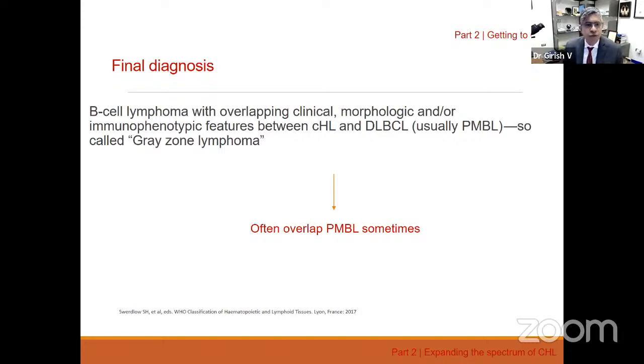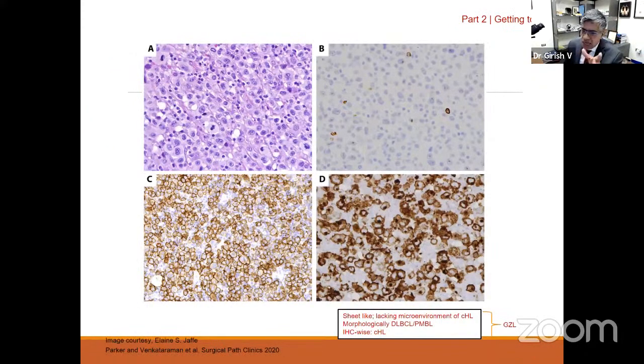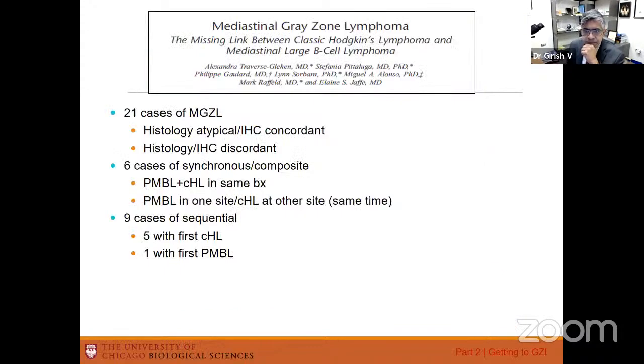And this is how most of your gray zone lymphoma cases will come. They are not usually the composite gray zones that you see all the time. This is your typical average gray zone that you will see time and again. And the second lymphoma that I saw can often overlap PMBL. So you can see that phenomenon too. This is your classic PMBL, gray zone lymphoma. You have sheets of cells that lack the right microenvironment, and it might have CD20, 30, and 15 all at the same time. And this kind of phenotype is something you'll see all the time.